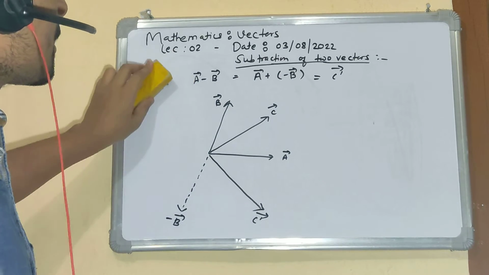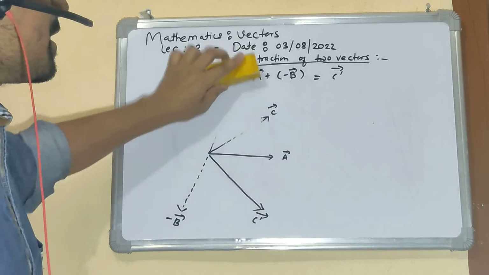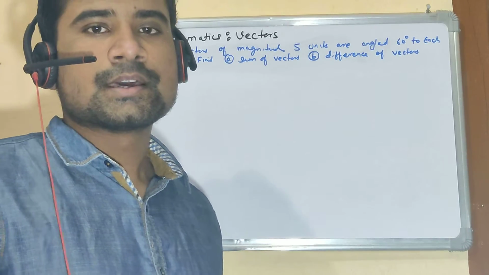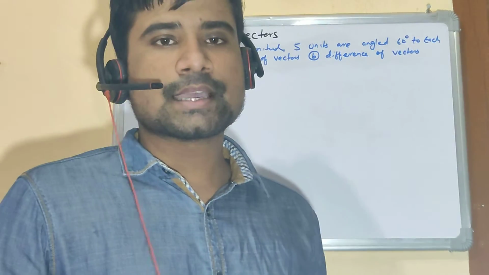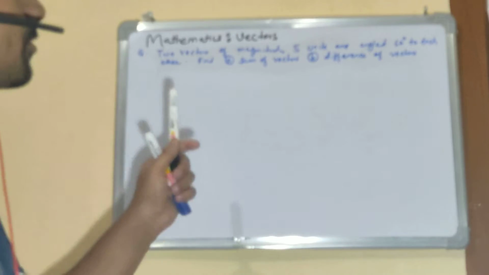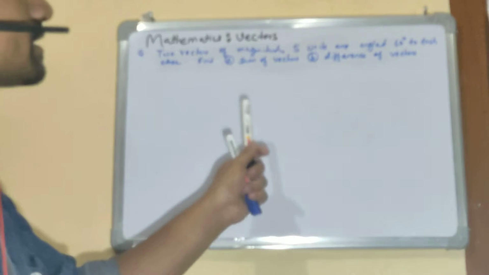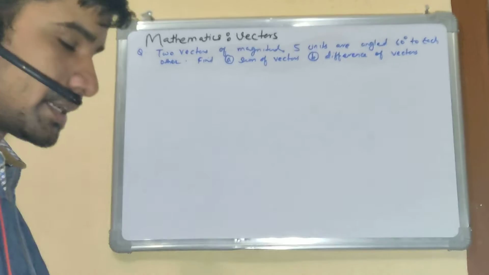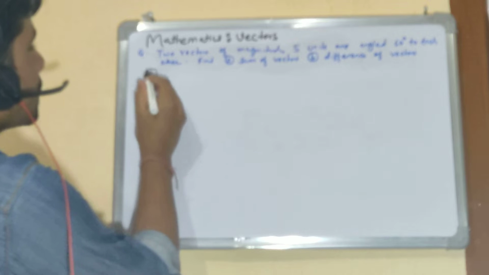So let's solve some problems on this, and then we can understand more about subtraction and addition of two vectors. Let's solve some examples on the sum of two vectors and also the difference of two vectors to get more clarity. Okay. So the question is: two vectors of magnitude 5 units are angled 60 degrees to each other. Find the sum of the vectors and then the difference of the vectors. Okay. Let's start with the first part. Part A.